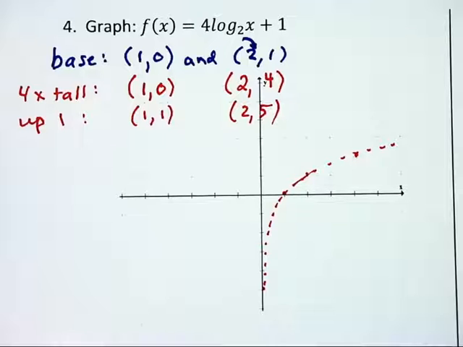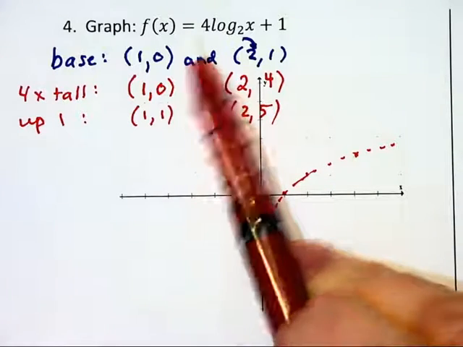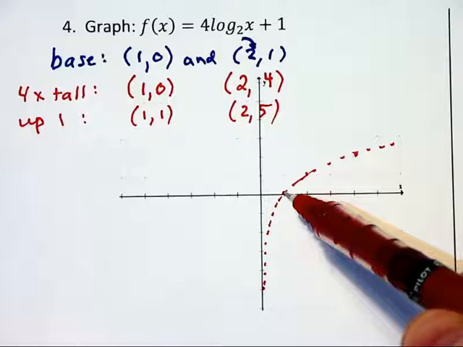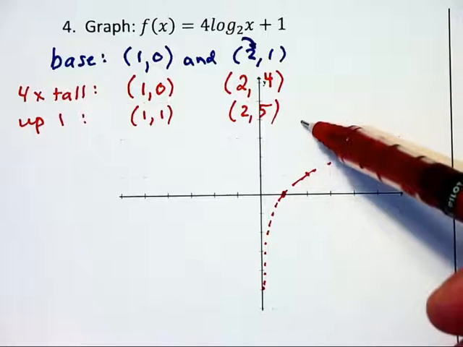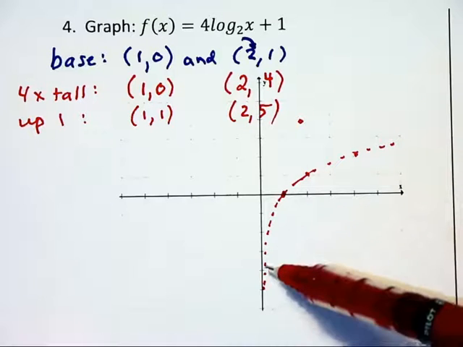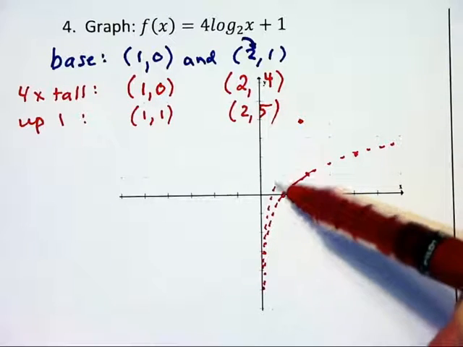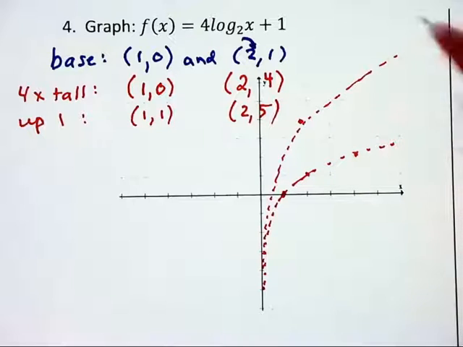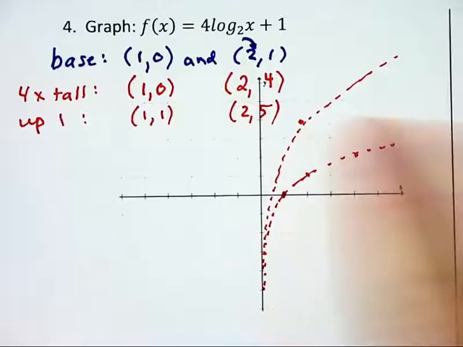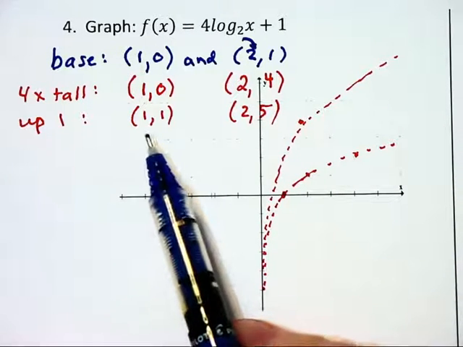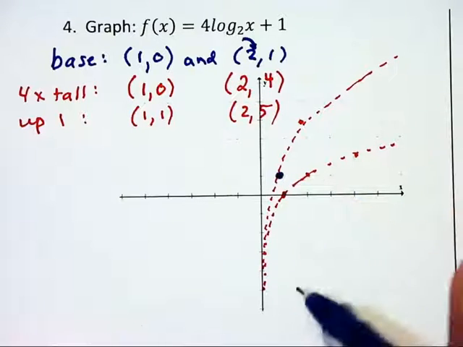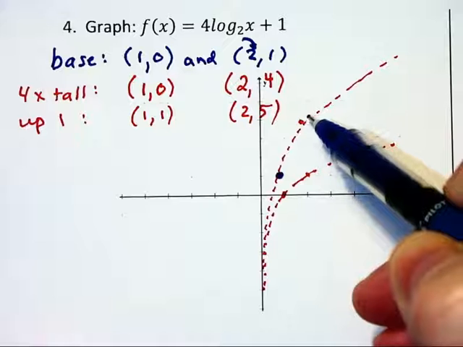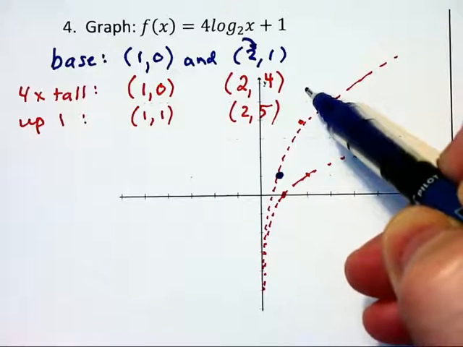What happened is that 4 out front made this graph 4 times taller. So instead of at 0, it's still at 0. Instead of a height of 1, it's at a height of 4 instead. And so this graph now is 4 times taller. Then we have to move this graph up 1 unit, so we take this whole graph and shift it up. Notice I've got 1, 1 on the graph. There it is, right there that I've highlighted. And 2, 4 is now going to become 2, 5.